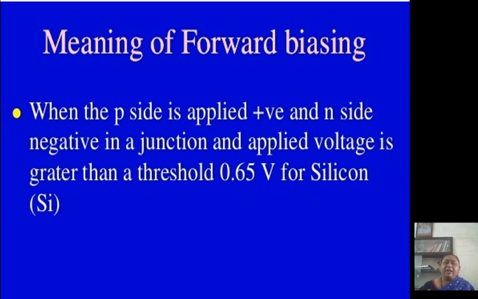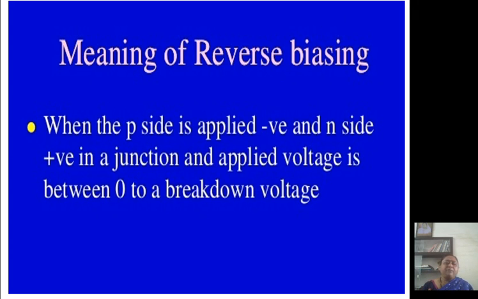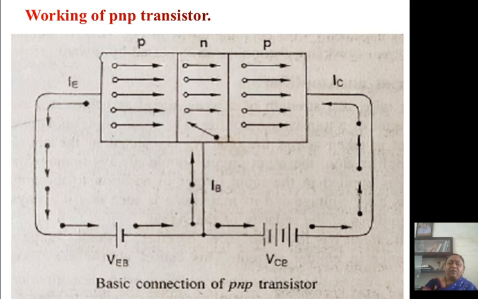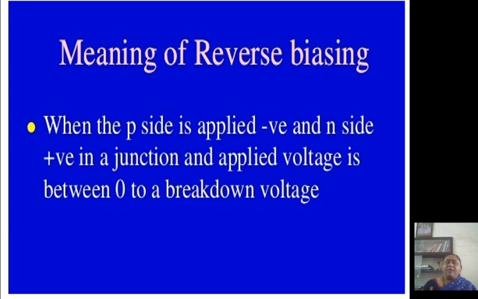Meaning of forward biasing: when the P side is applied positive and the N side is applied negative in a junction, and the applied voltage is greater than a threshold of 0.65 volt for silicon. Meaning of reverse biasing: when the P side is applied negative and the N side applied positive in a junction, and the applied voltage is between 0 and the breakdown voltage.